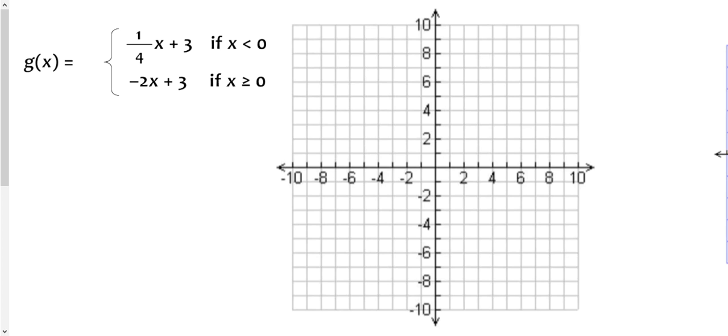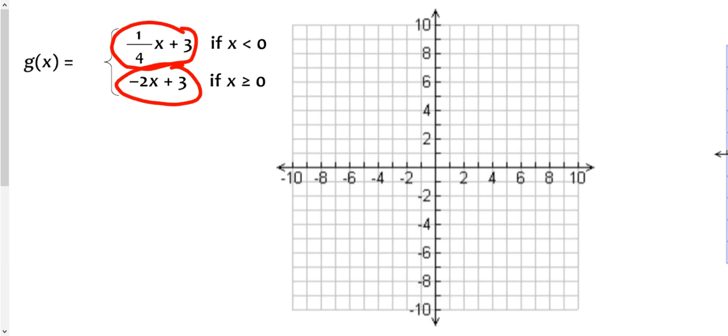This one is made up of two linear functions. We'll notice that both parts of the function, both pieces, are linear. This one here is simply y equals 1/4 x plus 3, and the second one is negative 2x plus 3. However, we have to remember these are piecewise, so we're only graphing them over the appropriate domains.